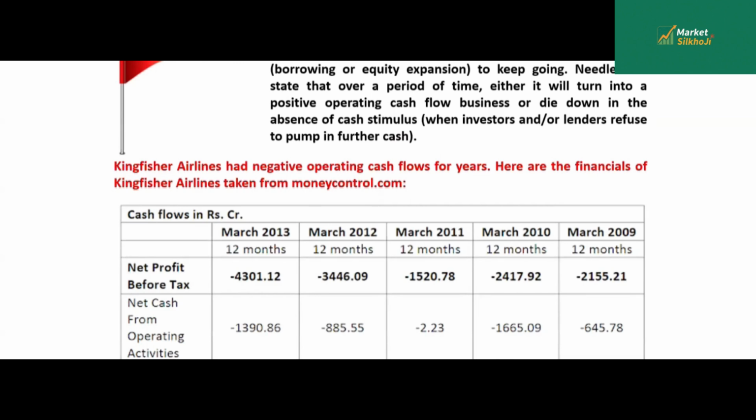Now, preferably we want free cash flows to be positive, and cash flow from operations also to be positive. Because if a business is continuously running on negative and generating negative cash flows for years, that's a red flag. Here we have Kingfisher Airlines as an example. Vijay Mallya's Kingfisher Airlines pretty much went bankrupt. So shareholders lost a lot of money in this particular stock.